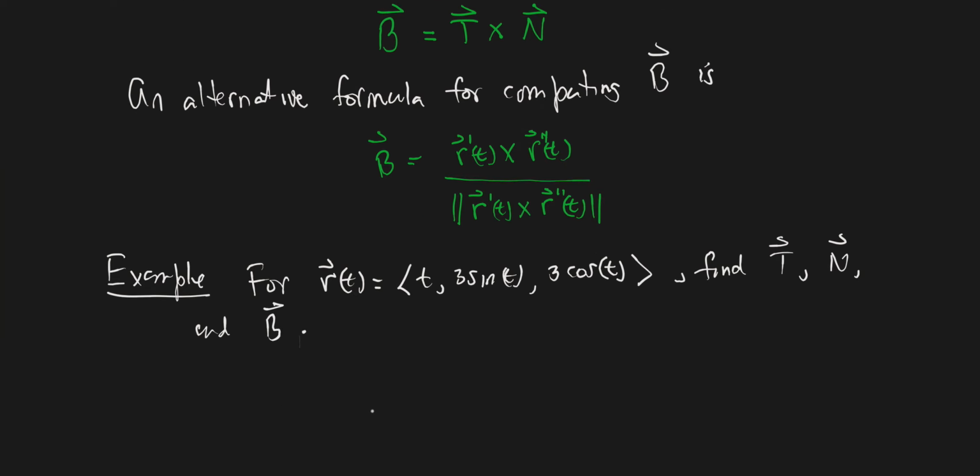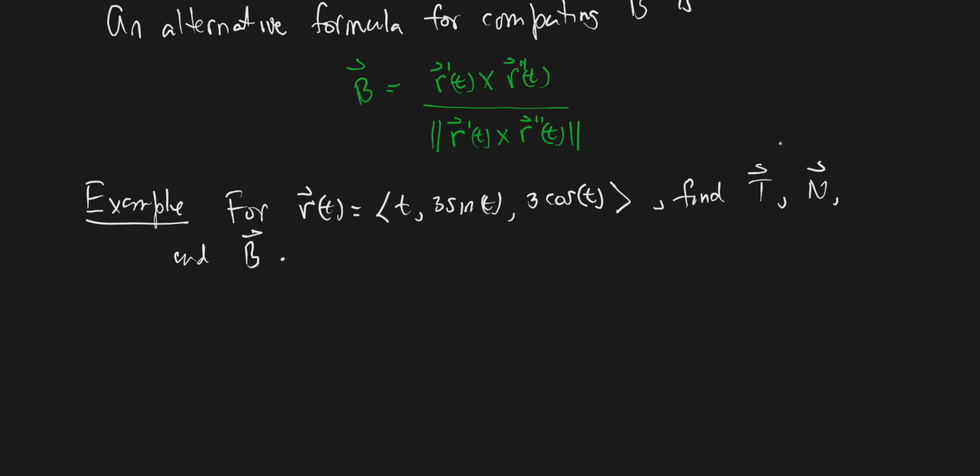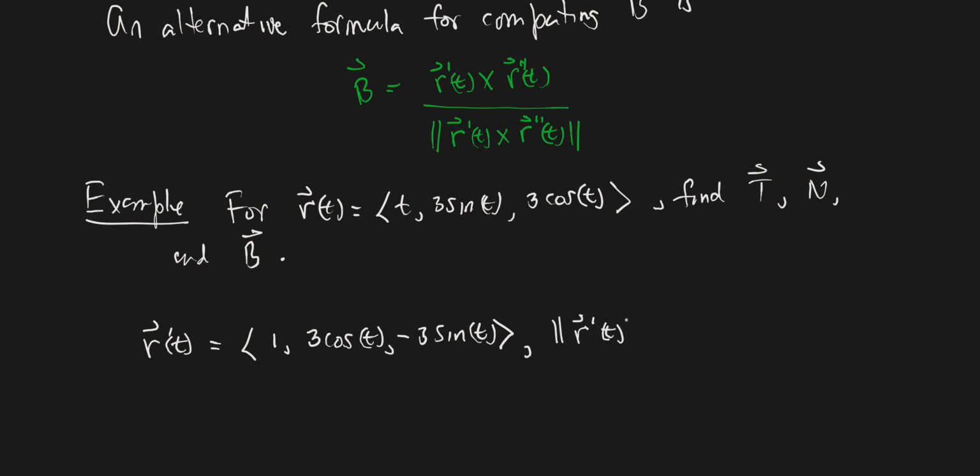All right. So let's say we were just asked to find T. That's probably the simplest one. So we take our first derivative. So differentiate r. That gives us 1, 3 cosine of t, and negative 3 sine of t, right? And then as soon as I compute this, I'm going to compute its magnitude because we're going to have to normalize this in order to get T. So let's write down the magnitude of r prime.